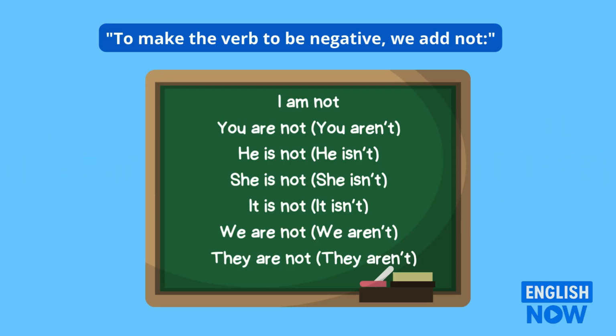Negative form and negative contraction form. I am not, you are not, you aren't. He is not, he isn't. She is not, she isn't. It is not, it isn't. We are not, we aren't. They are not, they aren't.